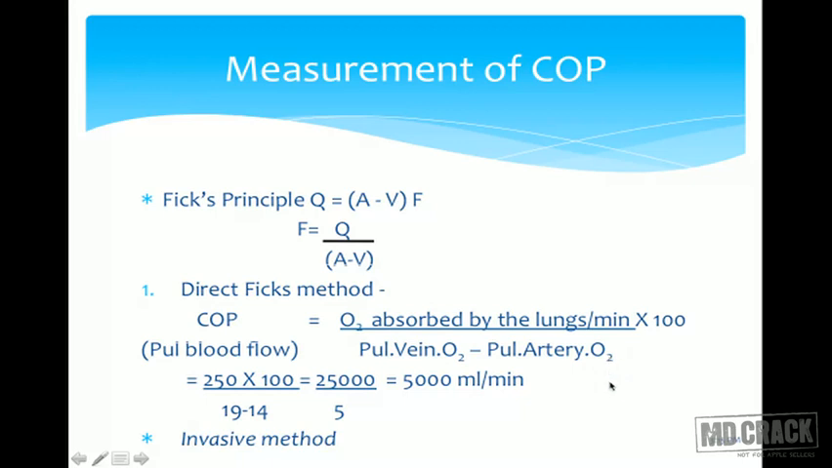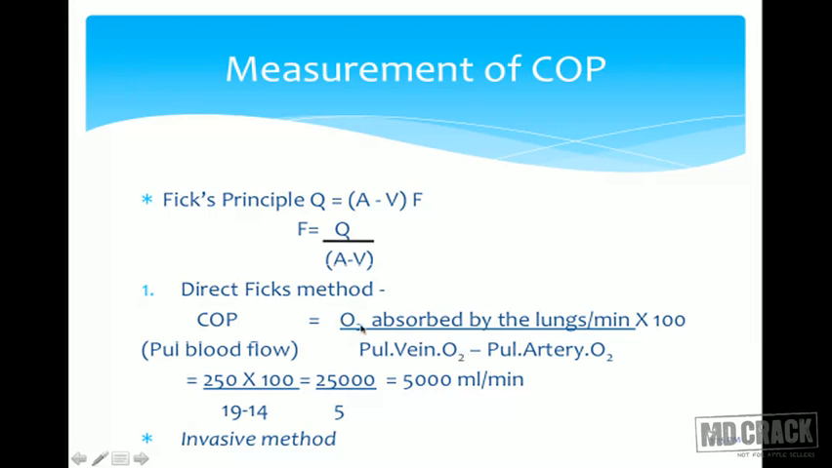So now how do we calculate the pulmonary vein O2 and the pulmonary artery O2? To calculate the pulmonary vein O2, we can take a sample from the artery and calculate the arterial O2 concentration. But to calculate the pulmonary artery O2, we have to insert a catheter into the vein, go to the right atrium, then from the right atrium to the right ventricle, and from the pulmonary trunk we calculate the pulmonary artery O2.